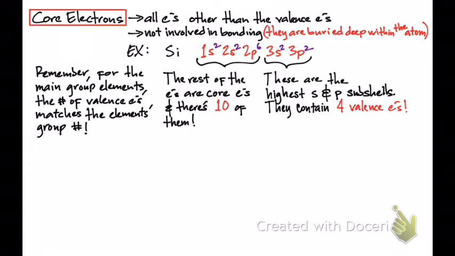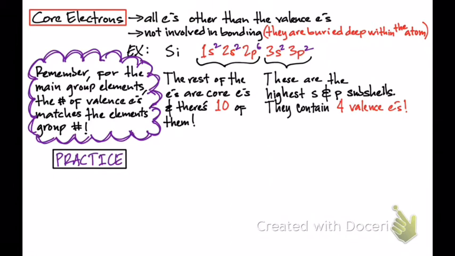All right, and you always want to remember that for the main group elements, the number of valence electrons matches the element's group number. So that's one way to easily determine how many valence electrons there are for a given element, at least for the main group elements. And then subtract that number of valence electrons from the total number of electrons to get the core electrons.